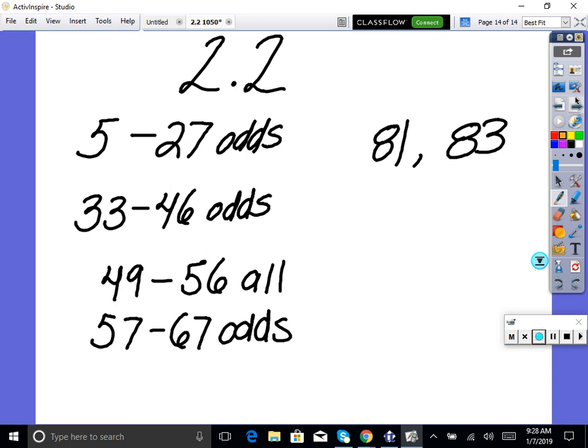Now when it says all, that means evens and odds, and you're only going to be able to check the odd answers because in the back of the book, to get the answers, guys, you've got to scroll clear to the back of the book, flip clear to the back, find 2.2, and then you can check your answers that way.